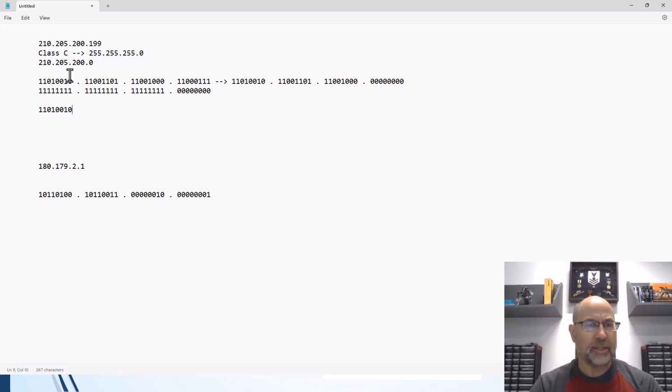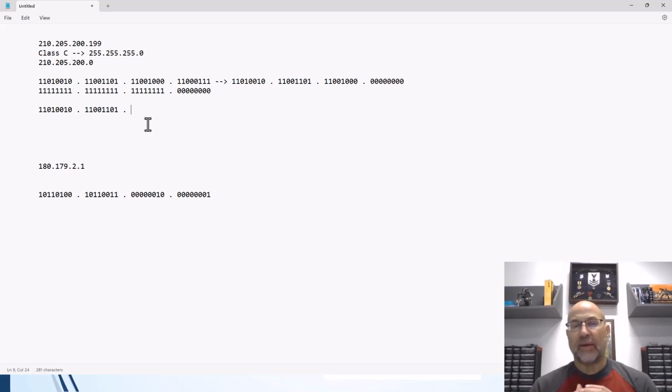So all I did was take the top value and run it through the logical AND with the bottom value. So what happens when you have all ones? Whatever was on top pretty much comes down. And the same thing would happen here. Now what's actually happening is when I have two ones, I get a 1, and anything else results in a 0. So that's the ANDing process.